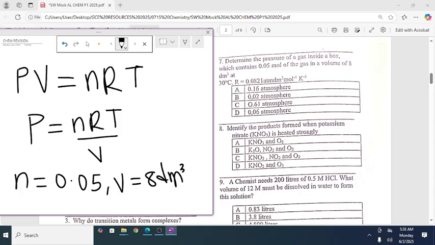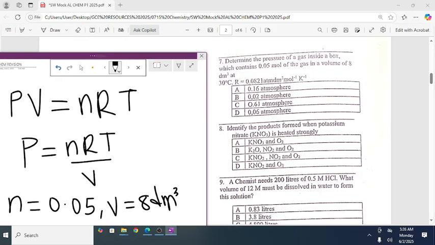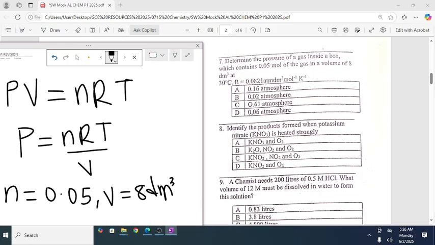So we need to take 0.05, we multiply with 273 plus 30. Then we multiply the answer with R, which is 0.0821. Then we divide the response by V, which is 8 cm cube. We get 0.1555. So it approximates to 0.16 if you are giving the answer to 2 decimal places. So for question 7, I am very certain that option A is correct, 0.16 atmosphere.